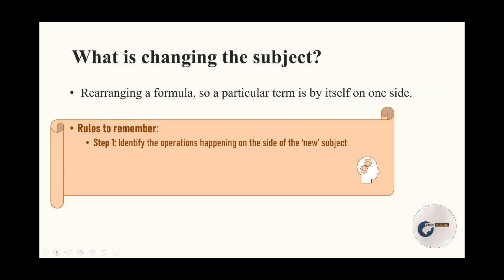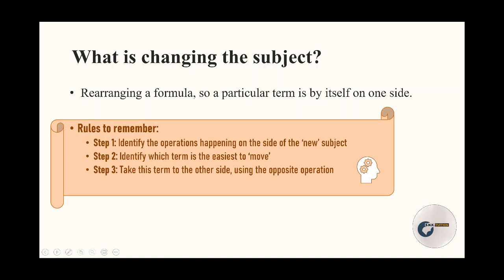So operations, by operations we mean multiplication, division, addition and subtraction. And on the side of the new subject, that means the letter or the algebraic term you want to get by itself. Step 2, identify which term is the easiest to move. Step 3, take this term to the other side using the opposite operation. In step 4, repeat this until the new subject is by itself.